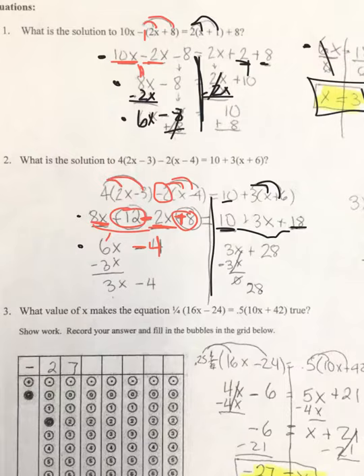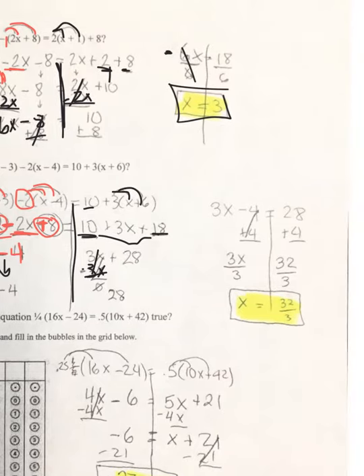Variables on both sides now. You want to cancel out the 3x because it's smaller. What you do to one side, you have to do to the other. 6x minus 3x is 3x. Bring down the minus 4, and you have 28 over here. To get rid of minus 4, you add 4. All right, this is the next line. What you do to one side, you do to the other. That cancels and leaves you with 3x. 28 and 4 is 32.